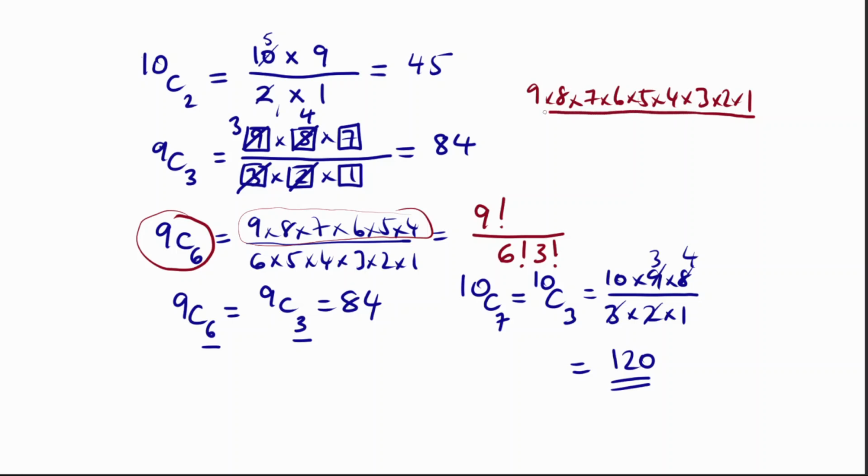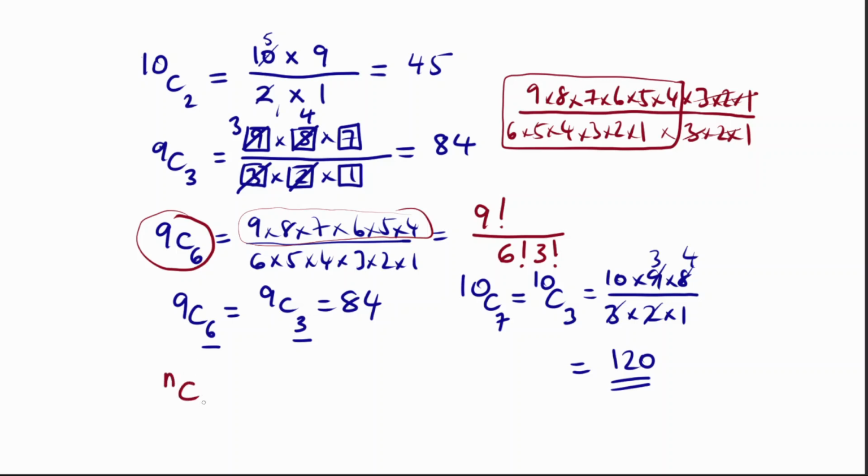Because if I have 9 factorial on the top and then 6 factorial, and then obviously times this 3 factorial, 3, 2, 1, this will all just cancel with this, and I'll be left with what I want. Okay, so that's how we can make the formula that we need. Now obviously we have 9 choose 6 here. Our formula has n choose r in it, the formula in the formula booklet.